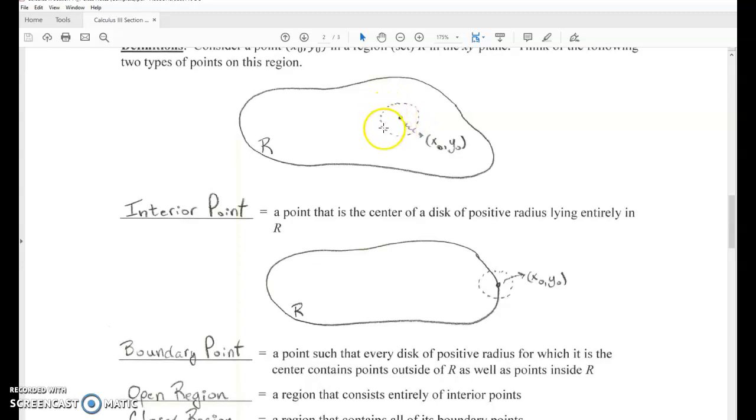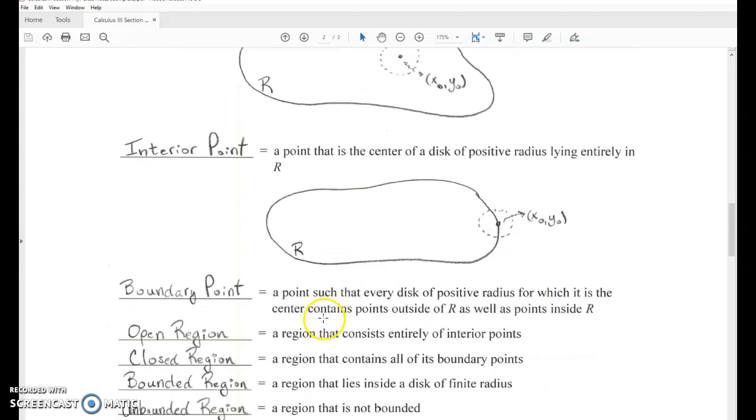So this could be really, really small. This point could be really up close to the boundary, but not quite on the boundary. You still would be able to find a small radius disk around that point. That's an interior point. Okay, a boundary point is a point such that any disk that you try to draw around that, one side of it is going to be out of that region. So a boundary point is a point such that every disk of positive radius for which it is the center contains points outside of R as well as points inside R.